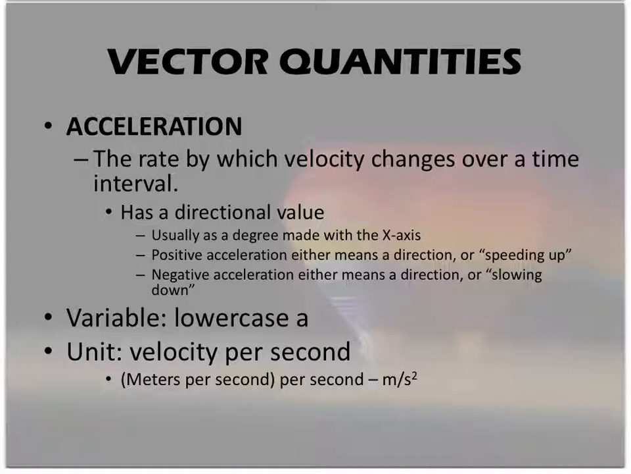We'll use the variable as a lowercase a, and since it's velocity per second, and velocity is in meters per second, that meters per second will be per second. Here, let me draw it out: meters per second. As you can see with the division, this second and this second cancel out to form this square, so you end up with meters per second squared. Let me get rid of that so you can see it.